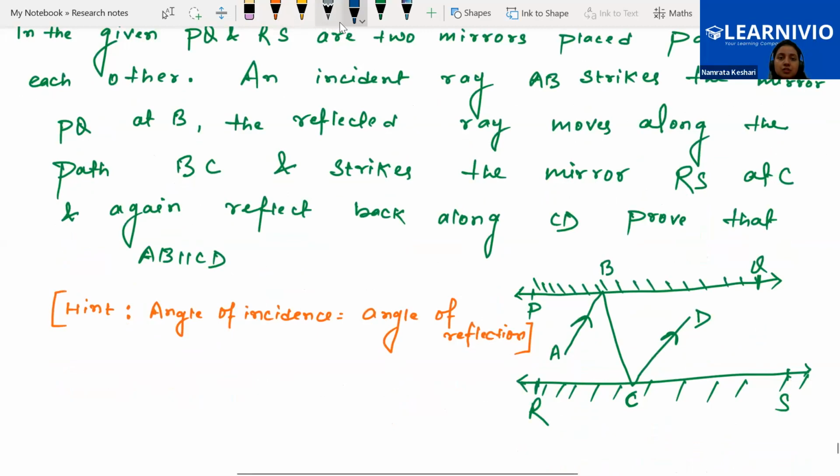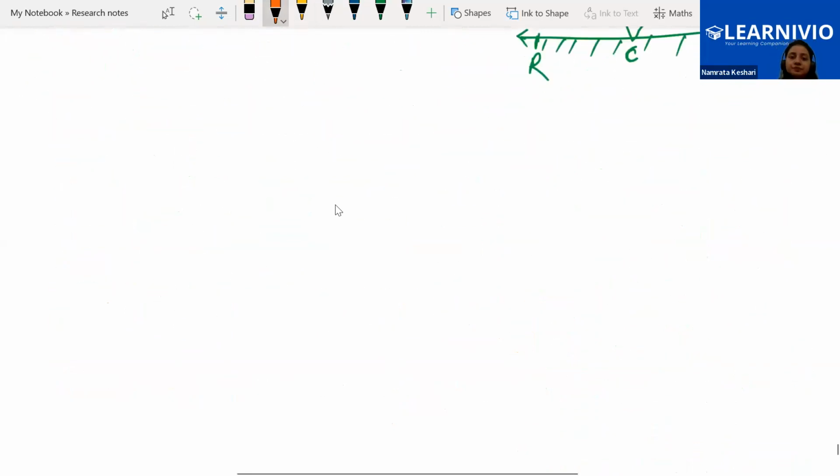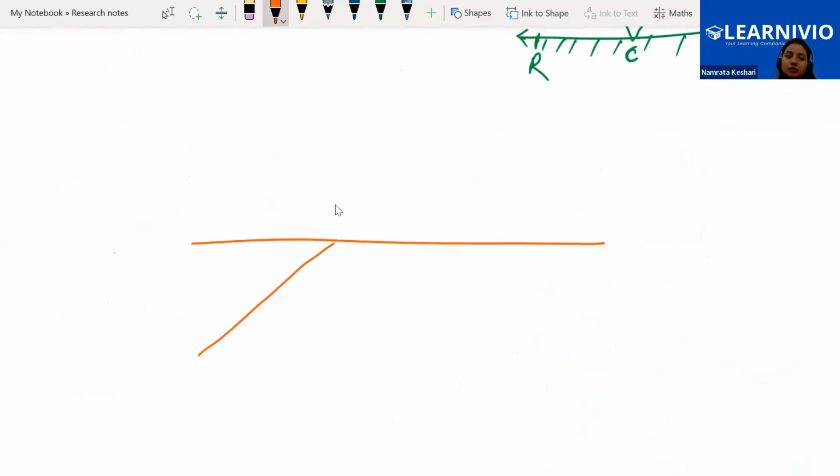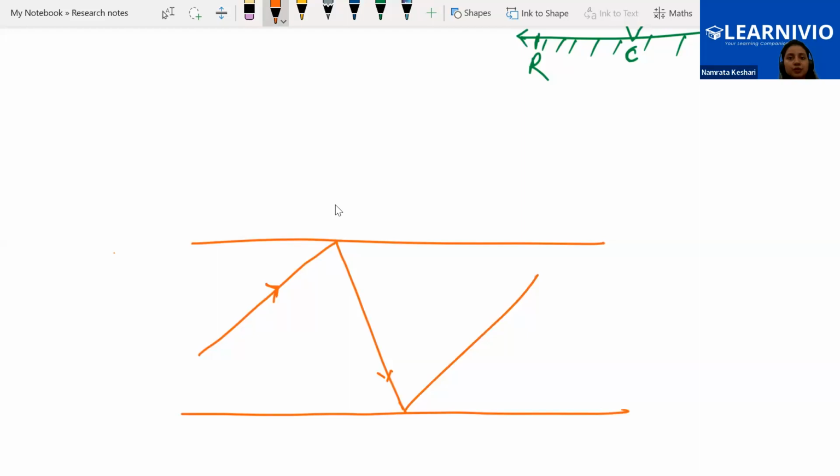See, at first try to understand the scenario: there is a mirror. On this mirror, an incident ray is coming. Then it is reflecting like this. Now the reflection which is coming gets incident on the other mirror, and again it is reflecting from there. Getting it? This is how we are having the figure.